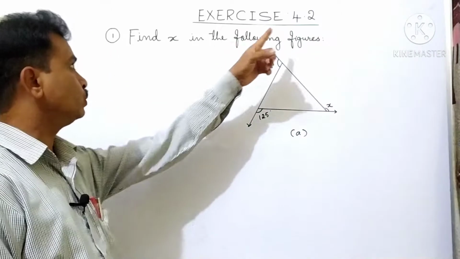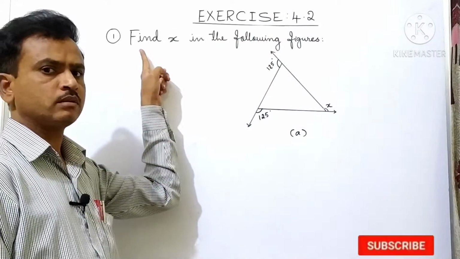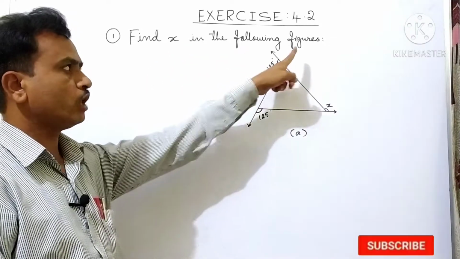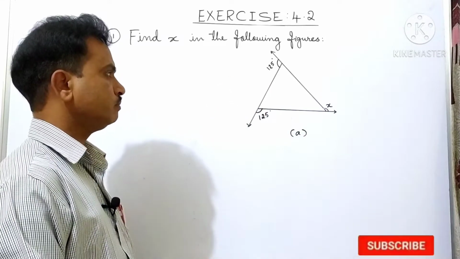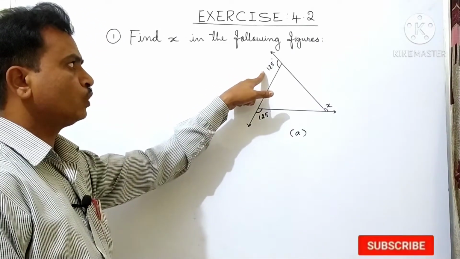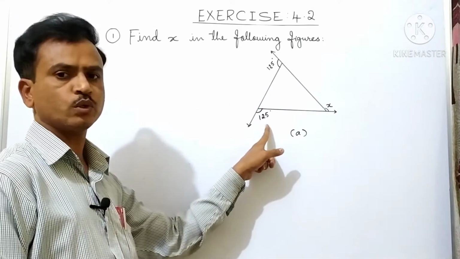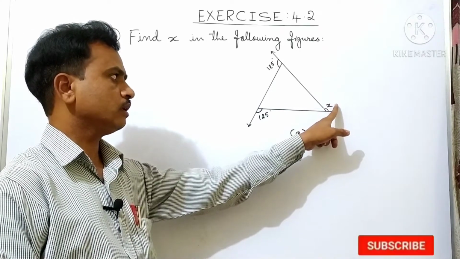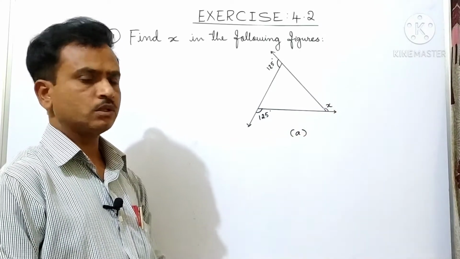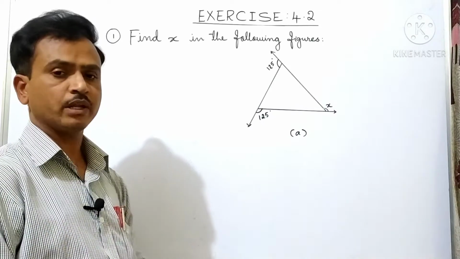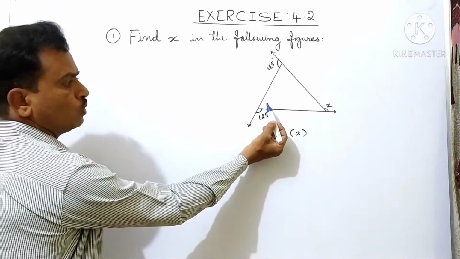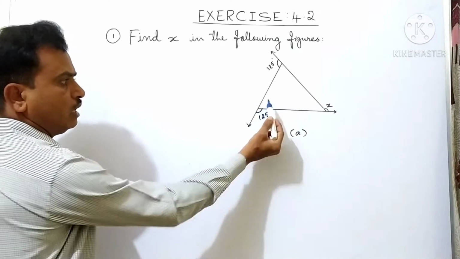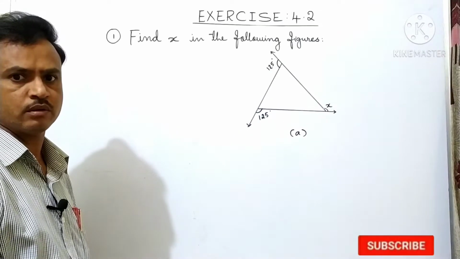Exercise 4.2, first main, find x in the following figures. First one, in this diagram, here 125 degree, here also 125 degree, and here is given x. So here we should find the x value. You know that sum of two angles is equal to 180 degree, that is linear pair.